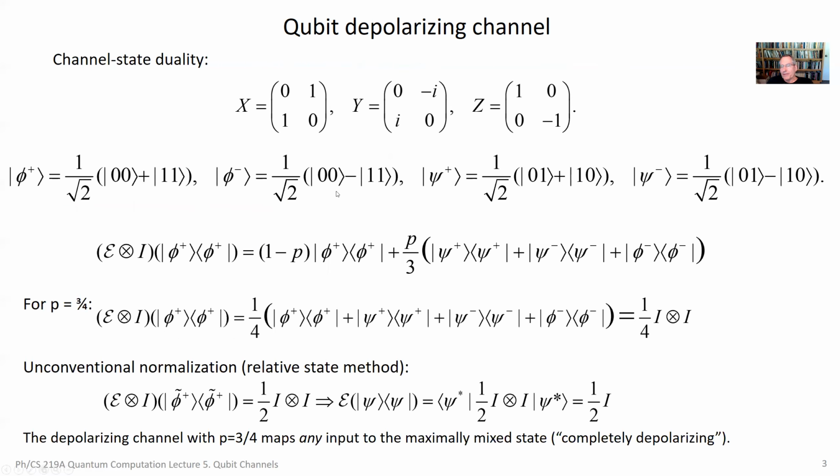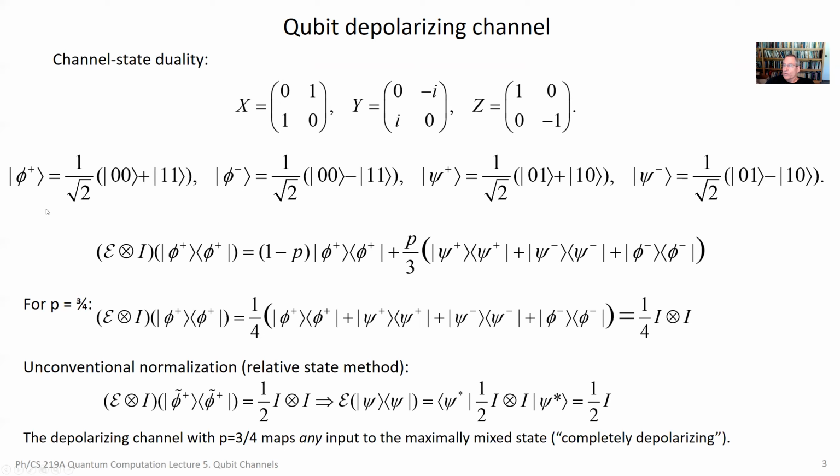Now, remember we talked about this idea of channel state duality. And let's see that in action for the depolarizing channel. The way it worked was we imagined preparing a maximally entangled state of the qubit on which our channel is going to act and a reference system. And then we considered the channel acting only on the qubit, not on the reference system. So let's see how that works here.